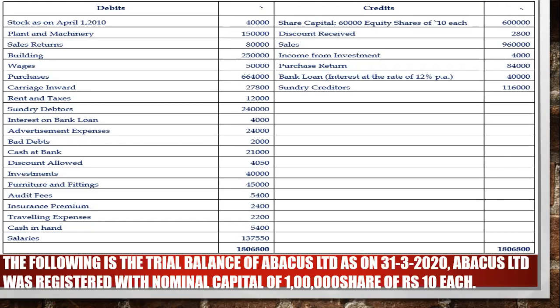Sundry creditor we have done. Interest on bank loan, it will go to finance cost as I told you. Interest finance cost में जाएगा. We'll hold this. We are calculating the other expenses का total. So we have to calculate advertisement expenses 24,000. See, we have taken carriage inward as other expenses, rent and taxes as other expenses, and advertisement 24,000 as other expenses. You have to take bad debts also, 2,000 rupees.